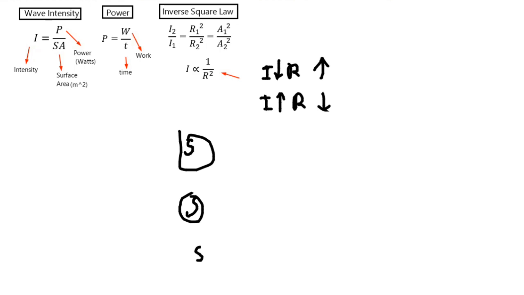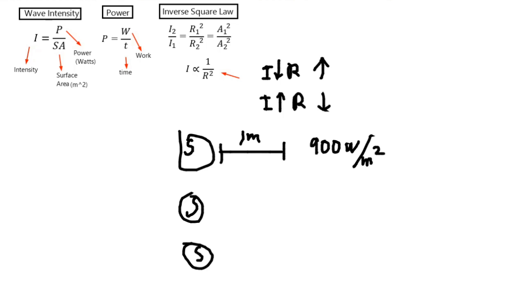So imagine we have a source here. Let's put some tree source. The distance from the source is going to be 1 meter, so it will have an intensity of 900 watts per square meter. And when it increases by 1 meter, to 2 meters, the intensity is going to be lower. It's going to be 225 watts per meter squared.